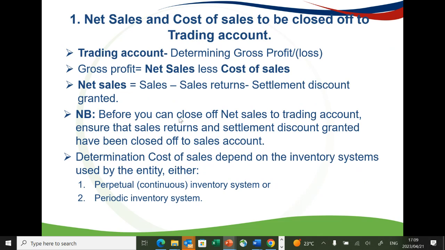So here I was just highlighting that before you can close off your net sales to a trading account, ensure that the sales return and settlement discount have been closed off to the sales account. Remember that your sales return and settlement discount granted will reduce your sales. So when you are closing off the sales returns and settlement discount granted, your sales need to be debited, and you credit your sales returns and your settlement discount granted. That's why we have minus here, so that it leads to a reduction. Remember, sales is an income account, it's increased on the credit, but to reduce it, you debit it.